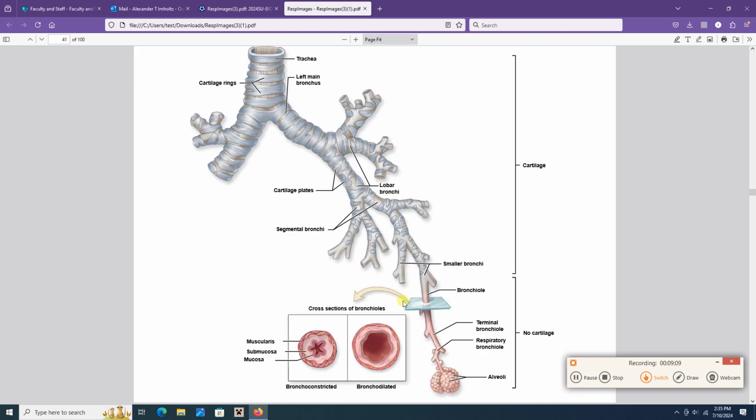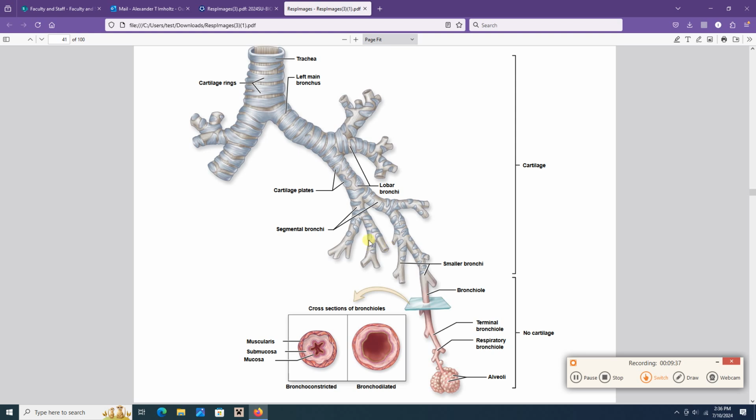All right, continuing and reiterating, we got our trachea. The trachea is going to split to give us our main bronchi. Here's the left one. The left main bronchus is splitting to give us lobar bronchi. Lobar bronchi split to give segmental bronchi. Segmental bronchi split to give smaller and smaller bronchi.